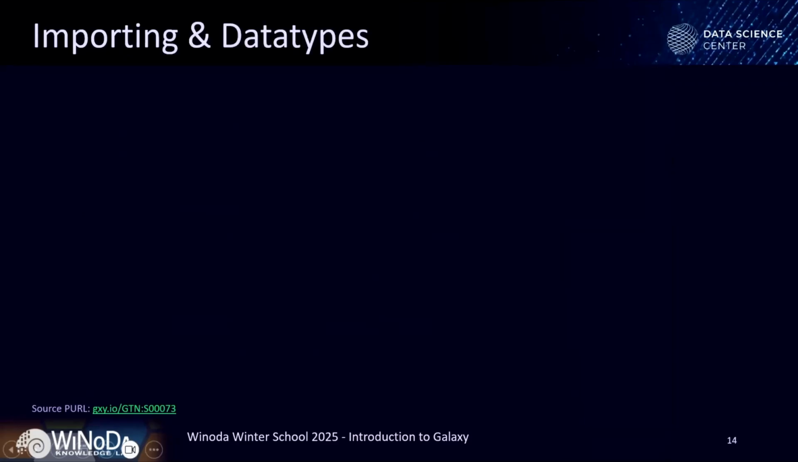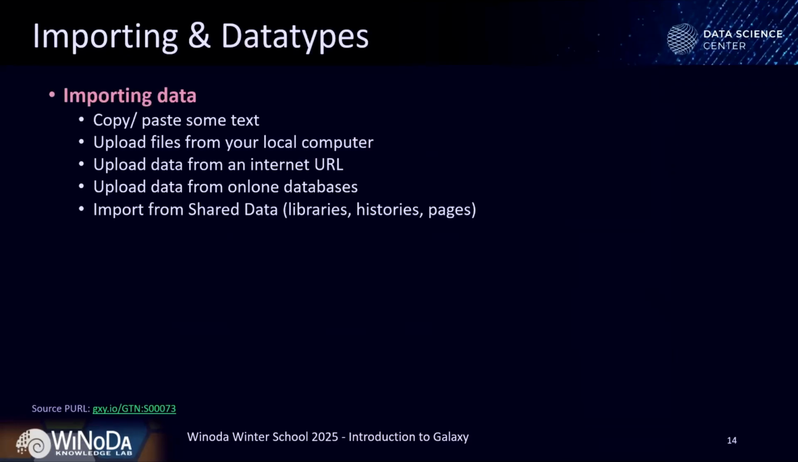We can import different data types. And what is sometimes a bit confusing in Galaxy, we often have multiple ways to do the same things. For the importing, we can for sure copy or paste some text. We can upload files from our local computer. We can upload data from a URL. That's what we will do later. We can even upload data from databases or import from shared data like libraries, histories, or different pages in Galaxy.